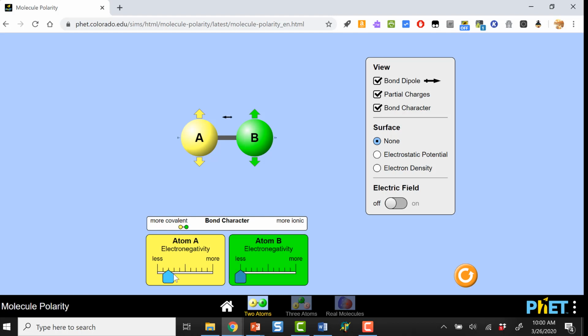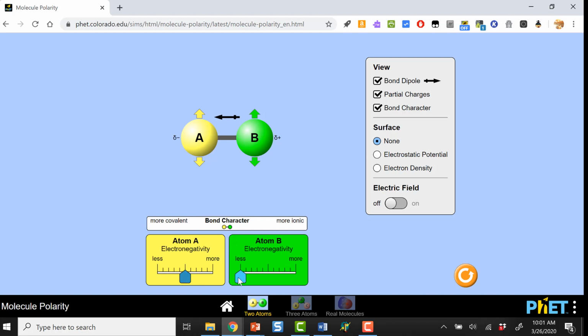If I crank up atom A's electronegativity to a moderate amount, you can see that the bond character is starting to fluctuate between covalent and ionic. You can also see that I'm getting partial charges to arise here because these two electrons in the bond between A and B are spending more time with A than they are with B. That's making A a little bit more negative, which here's our vector here.